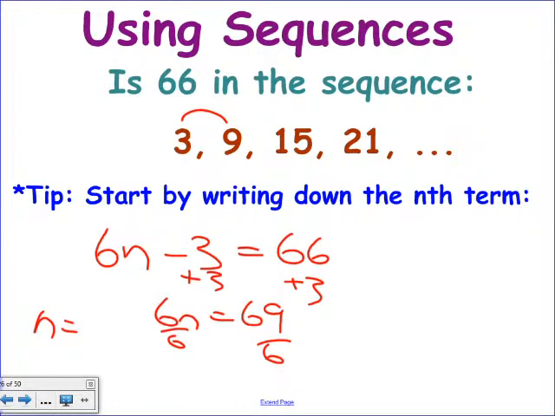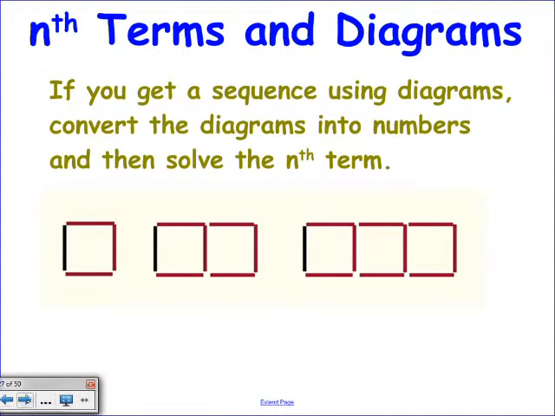Let's look at 6 into 69. 6 goes into 6 once, 6 goes into 9 one time, remainder 3. So if there's a remainder, it doesn't work. So it's not part of the sequence. So the number 66 is not part of this sequence. Can you see what we've done there? All you need to do is work out the nth term for the sequence and then solve the equation. So turn it into an equation saying it's equal to whatever that number is, and then you can solve it.